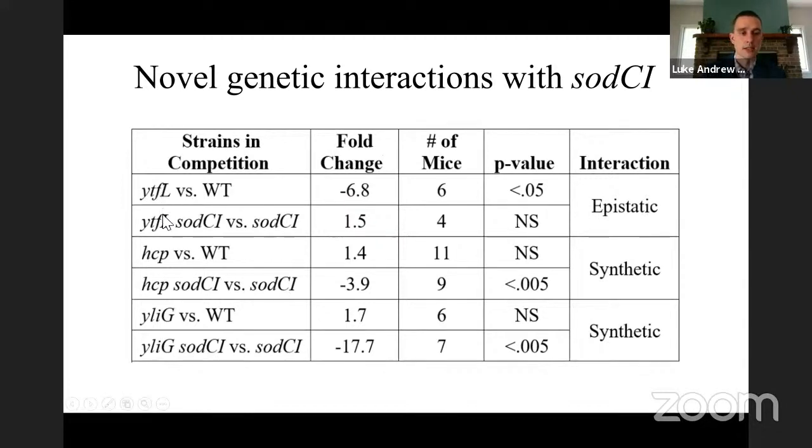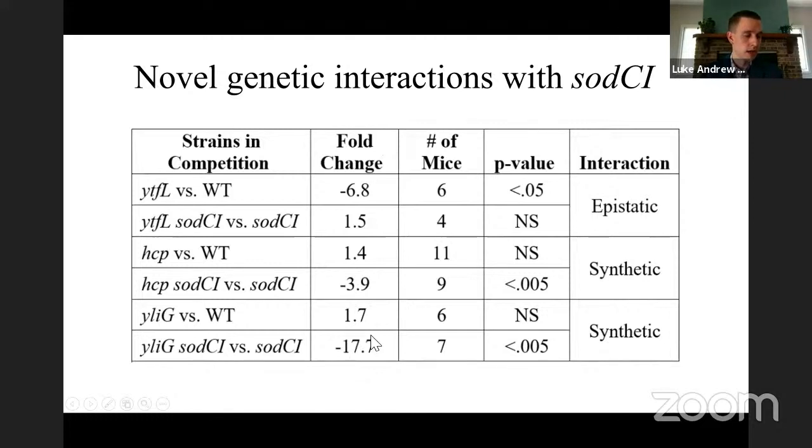So first we have YTFL. YTFL in competition against wild type is about 7-fold attenuated, whereas it has no phenotype in a SOD1 background competed against SOD. This is an epistatic interaction. HCP and YLIG both had synthetic phenotypes, meaning that they had no significant phenotype in a wild type background, but were significantly attenuated in a SOD1 mutant background competed against SOD1.